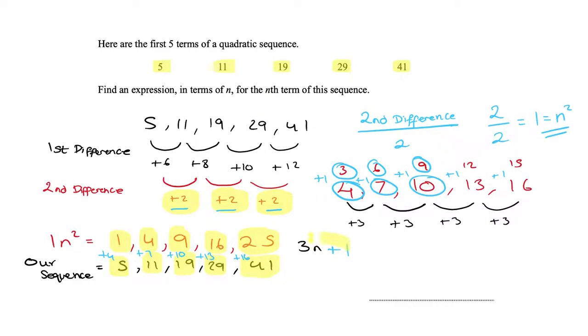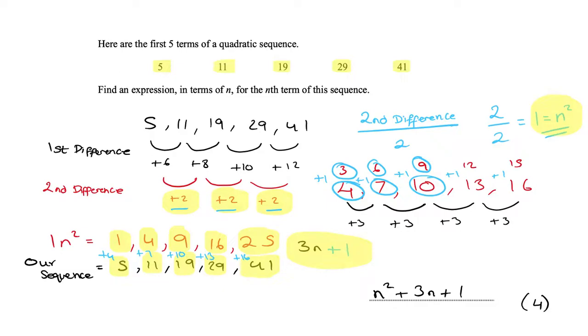So we have 3n plus 1 over here, and we have 1n squared over here. Obviously, we wouldn't write it as 1n squared. We would just write it as n squared. We just combine them together to get our final answer, which is n squared plus 3n plus 1. And this would be worth 4 marks.